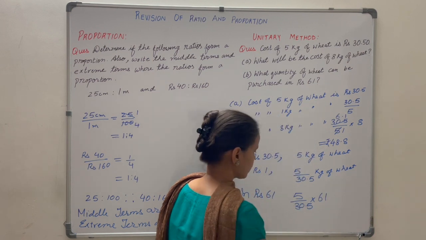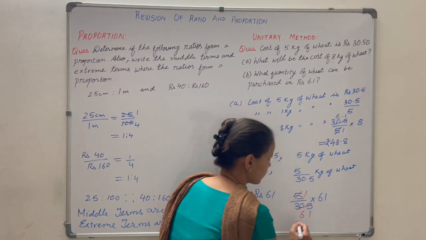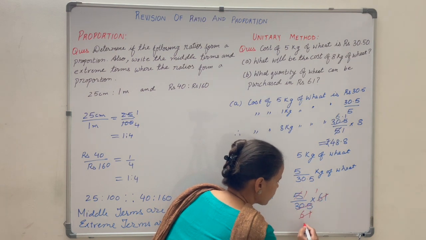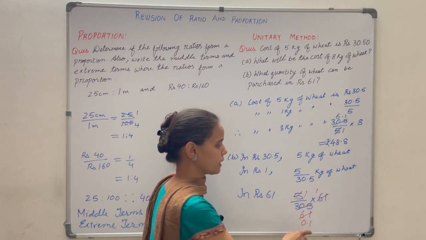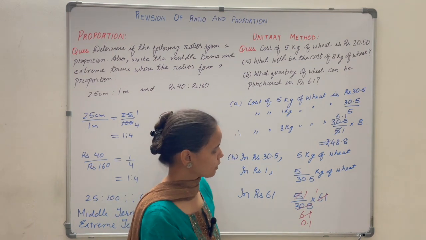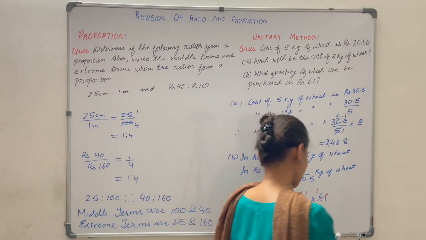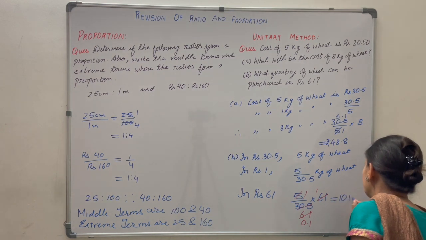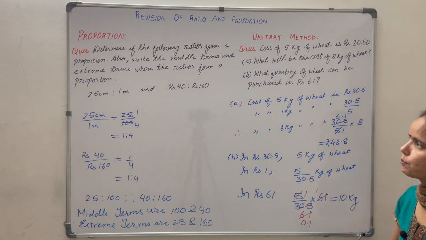So let us now cancel it. You get 5 ones are 5, 5 sixes are 30, 5 ones are 5. Then cancel 61 and 6.1. Here you get 1 and here you get 0.1. So if you multiply here by 10, the decimal point will shift. So in the numerator also you have to multiply by 10. So how many kgs of wheat can you purchase? 10 kgs of wheat. So the answer here is 10 kgs of wheat can be purchased in 61 rupees.